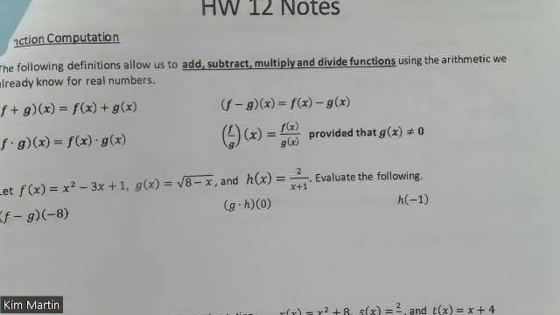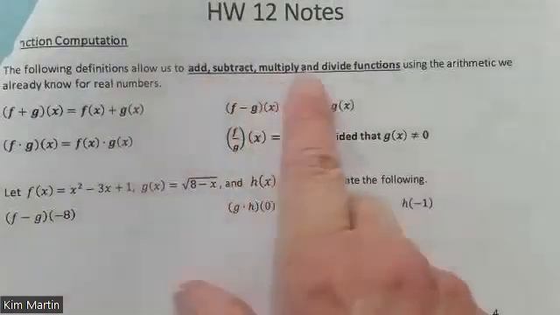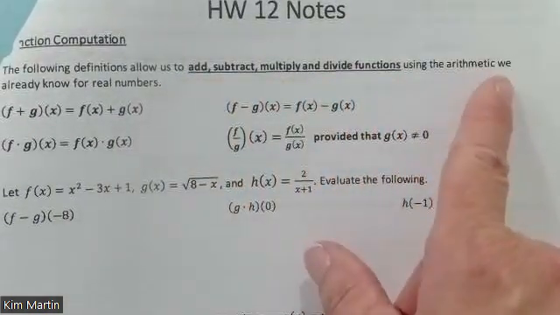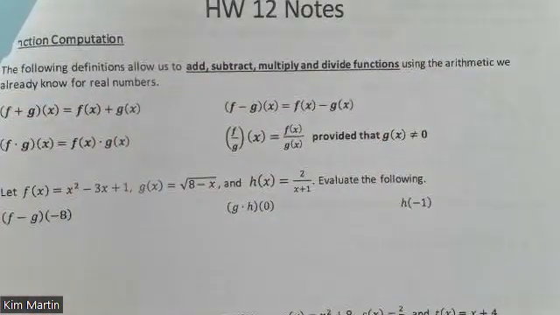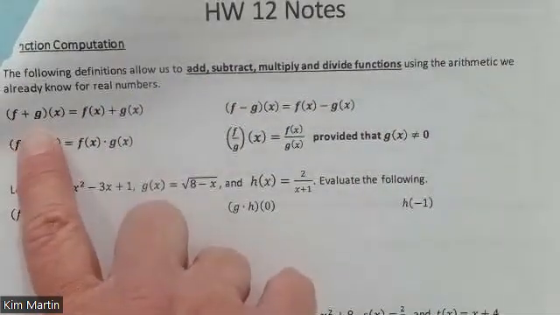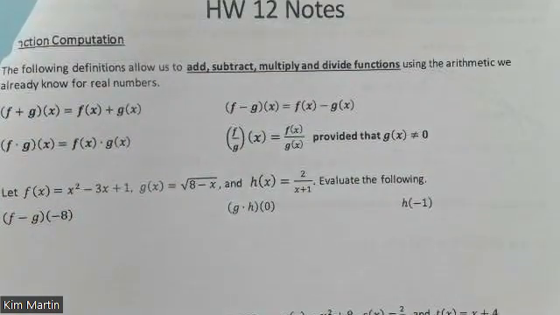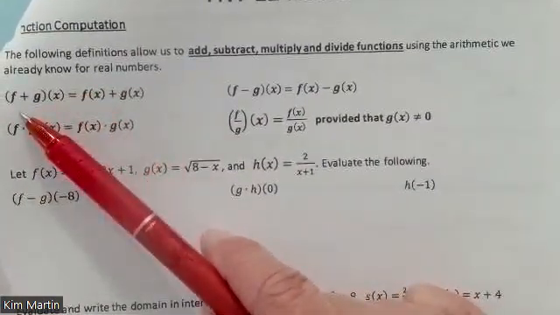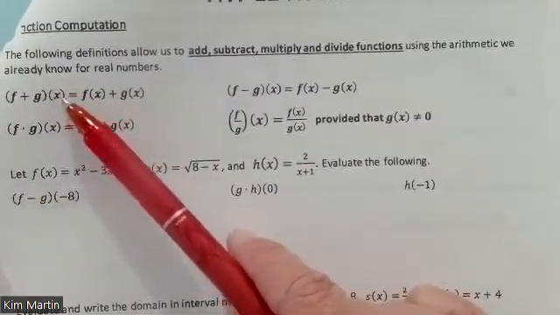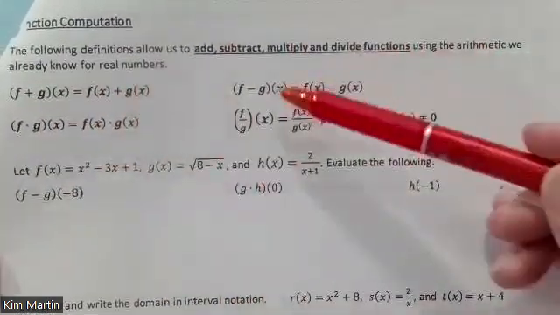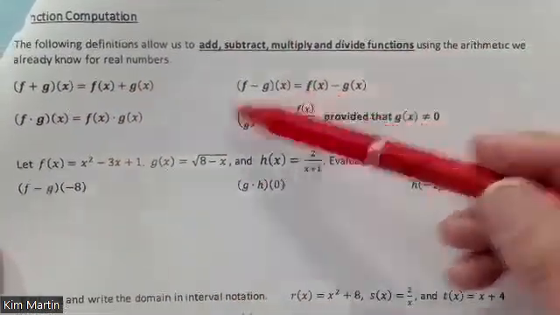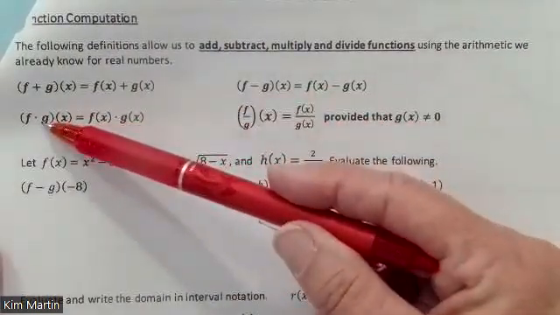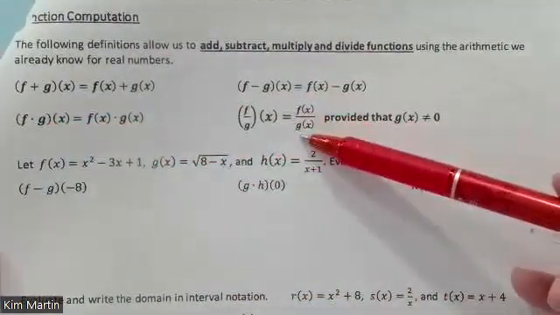Okay, function computation. The following functions allow us to add, subtract, multiply, and divide functions using the arithmetic we already know for real numbers. All right, so this is a pretty easy section as far as telling you what it is, okay? This says f plus g of x, that means you take the function f of x, and you add it to g of x. This tells you to subtract the two functions, multiply the two functions, and divide the two functions.